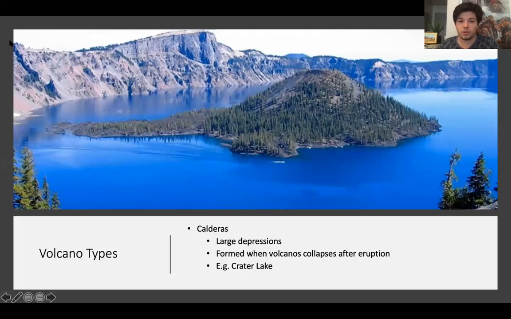Our third type that we're going to be talking about are calderas. So calderas are large depressions, and they're usually formed after a volcanic eruption when a volcano sort of collapses in on itself. And one example of that you can see here is Crater Lake.